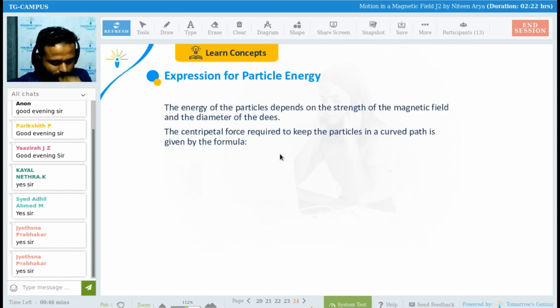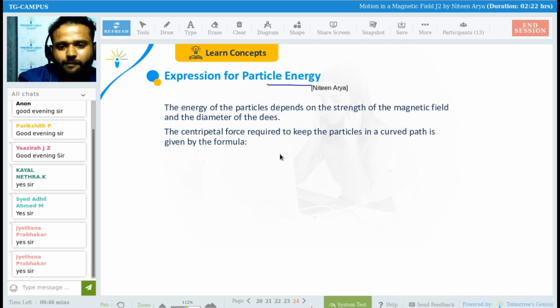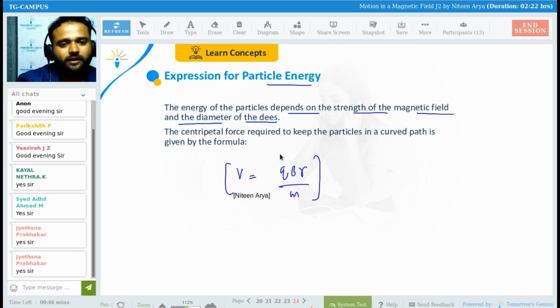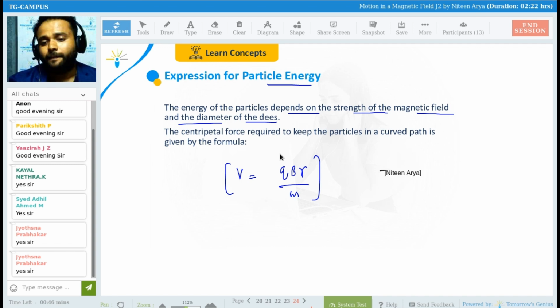Good. Now this is again an important thing. Expression for particle energy. The energy of the particles depends on the strength of the magnetic field, obviously, and the diameter of the disc. Why the diameter of the disc? Because V is nothing but qBR upon m, right? This is your velocity. And the higher the velocity, the higher the energy. Higher energy means kinetic energy, in simple terms.